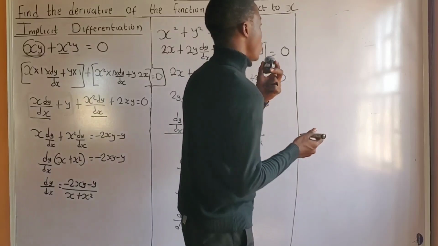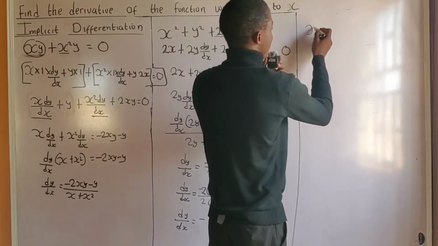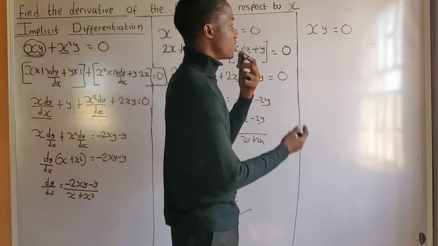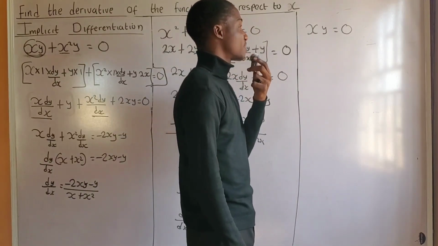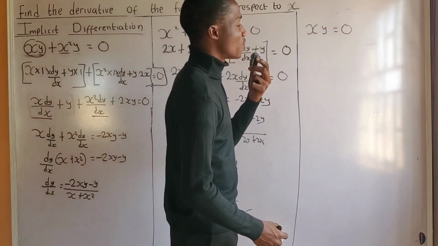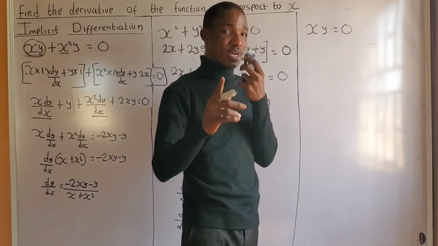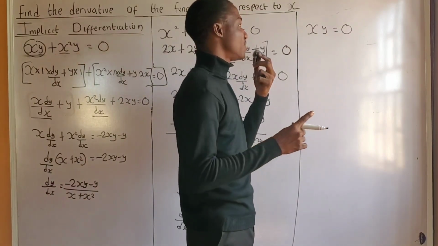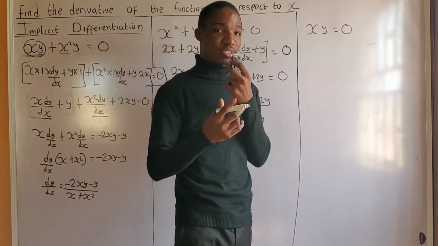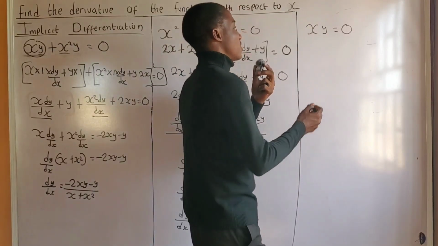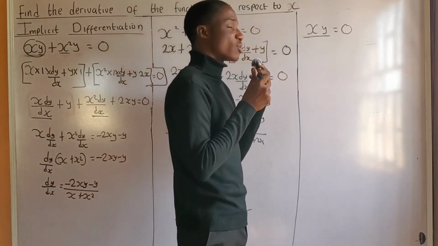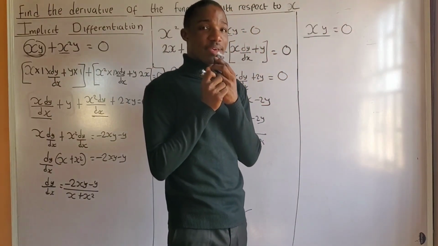Now, let's say you are given this question, xy equals to 0, and you are asked to differentiate it. How do you go about it? Well, to do this, it's simple. Don't forget that we are differentiating y with respect to x. Are you getting it? And anytime you differentiate y, you're going to multiply that derivative by dy dx. Do you get it? Now, I'm going to use the product rule to differentiate xy because the sign between x and y is a product sign.